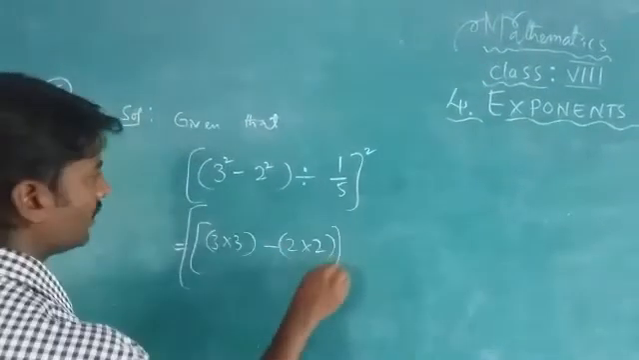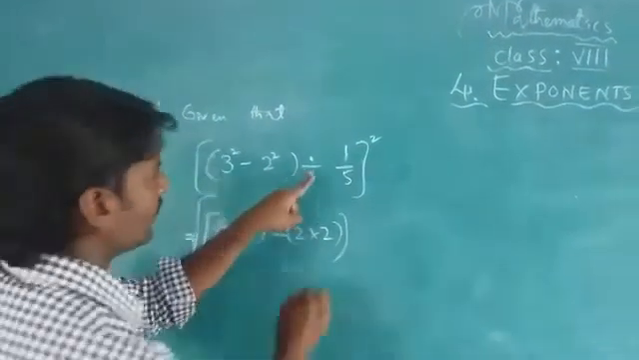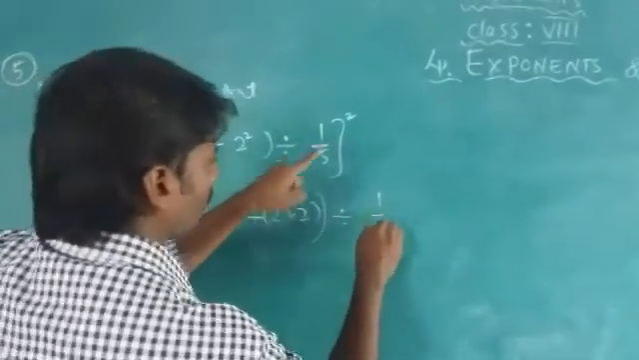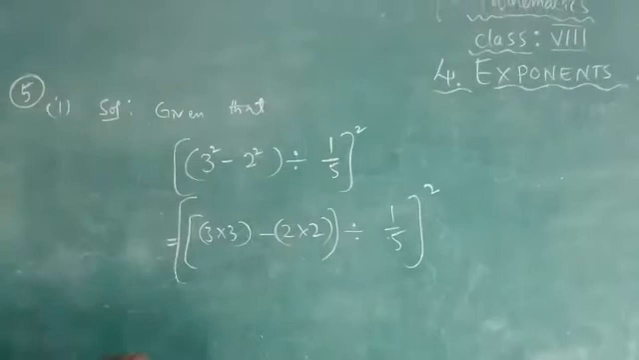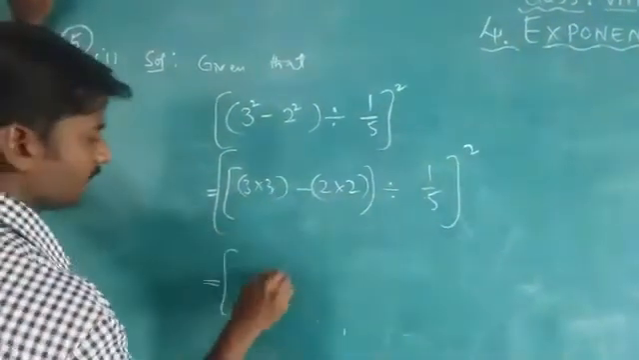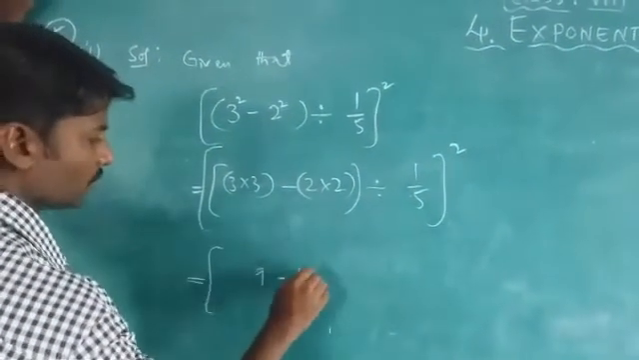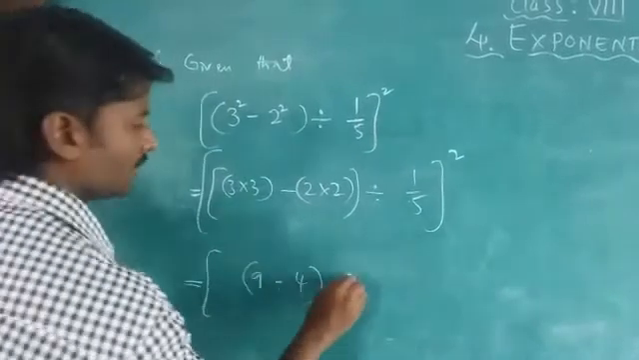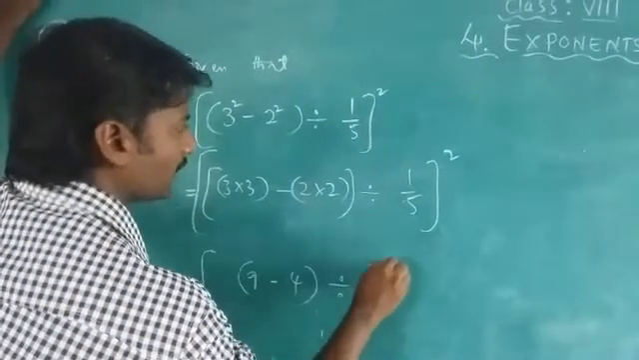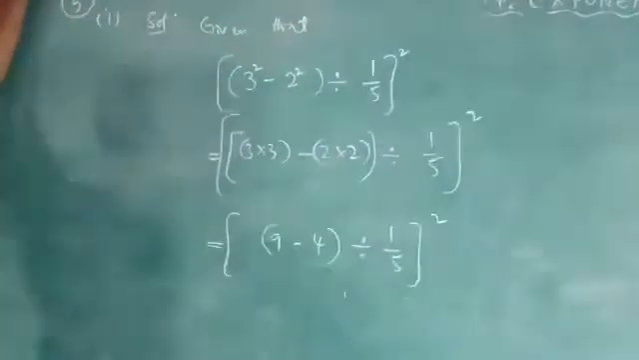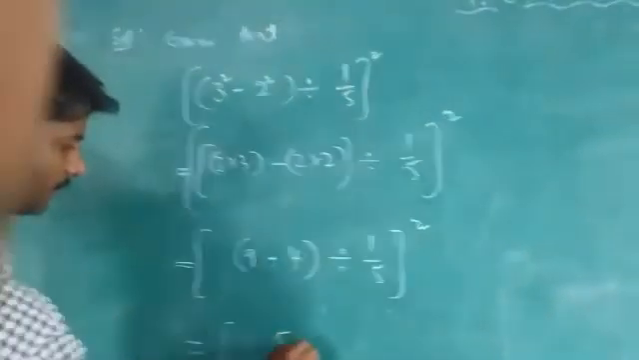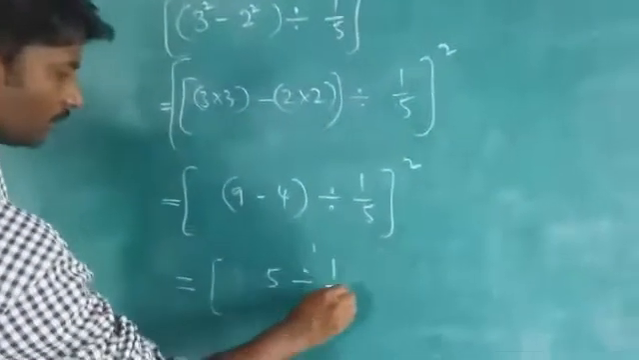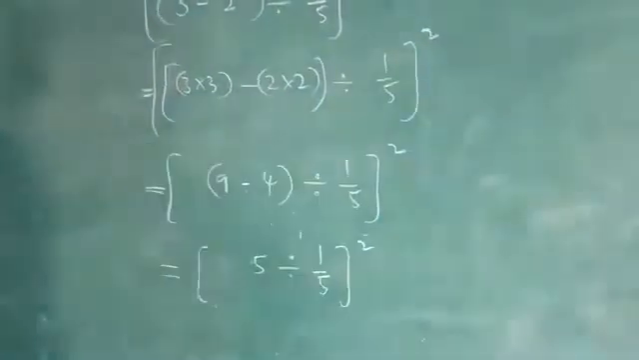So this will be the bracket I wrote here. Next, again divided by (1 on 5) whole square. Step by step we will do this. Now 3 threes are 9, 2 twos are 4. So 9 minus 4 divided by (1 on 5) whole square. Children, what is the value of 9 minus 4? Very good, 5. 5 divided by (1 on 5) whole square.